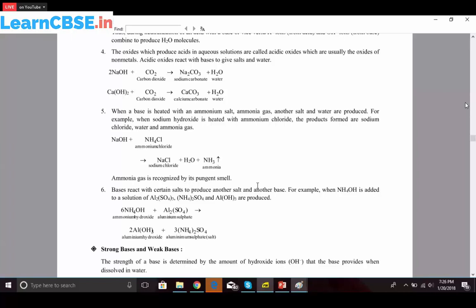Next, bases react with certain salts to produce another salt and another base. For example, ammonium hydroxide, when it reacts with aluminium sulfate, produces aluminium hydroxide and ammonium sulfate salt.